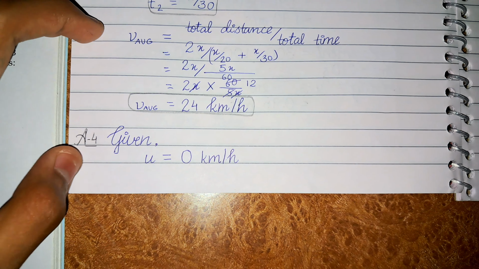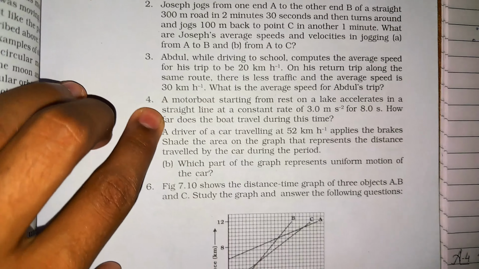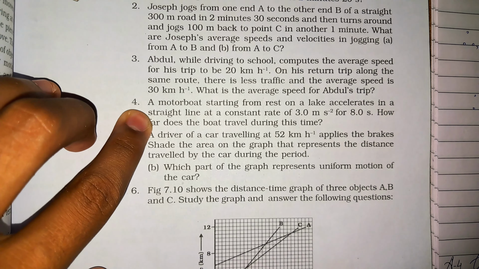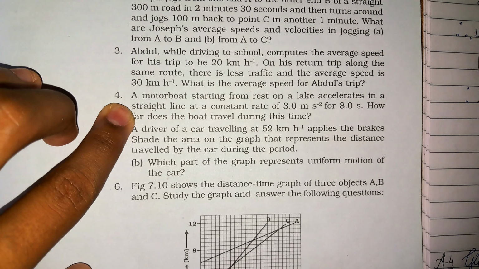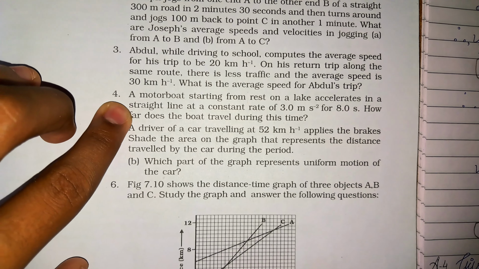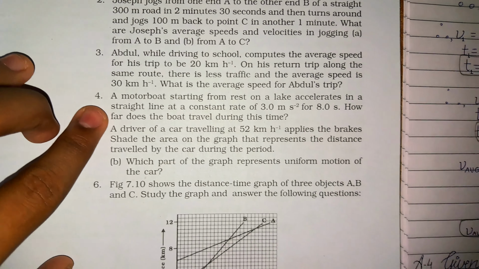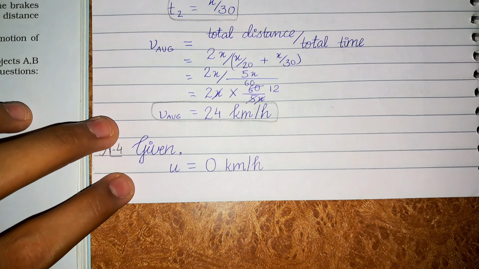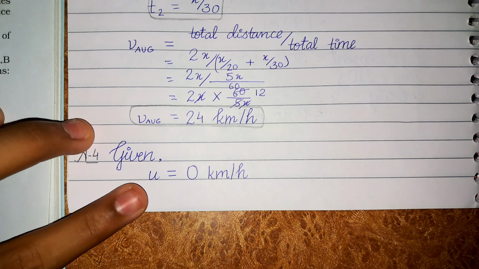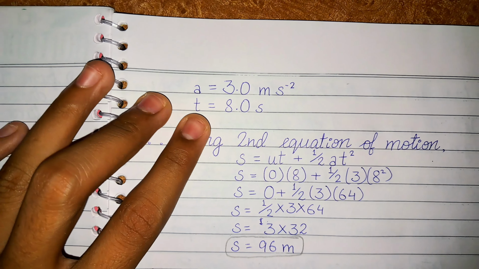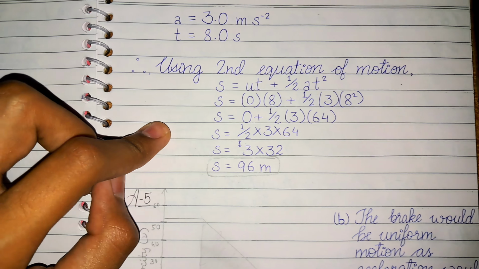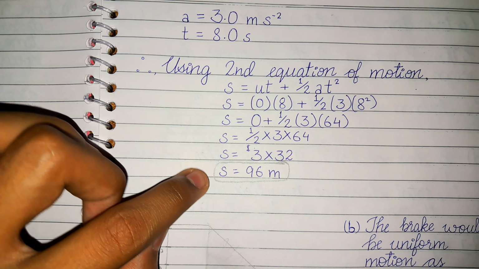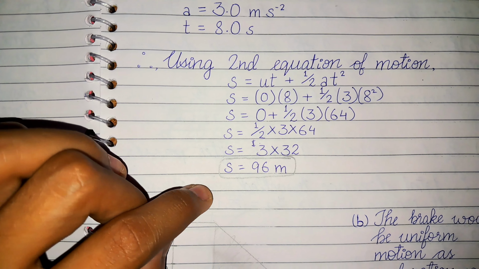In question number 4, we were given that a motorboat starts from rest on a lake and accelerates in a straight line at a constant rate of 3 meter per second square for 8 seconds. How far does the boat travel during this time? For this, we will write initial speed was 0 as it starts from rest. Acceleration is 3 meter per second square. Then time is 8 seconds. Using the second equation of motion, we calculated the displacement, which is distance, as 96 meter.